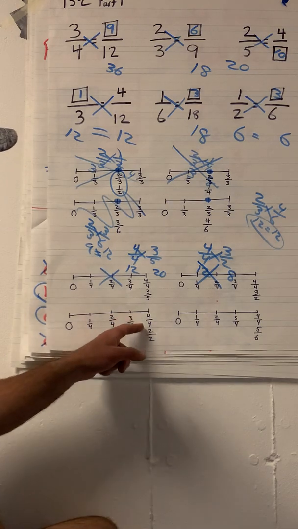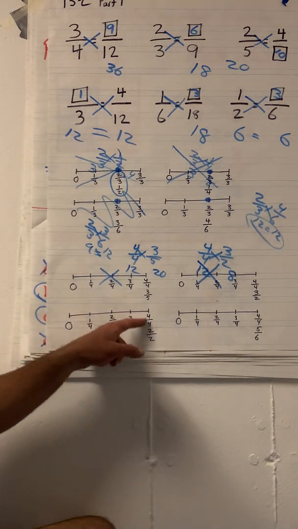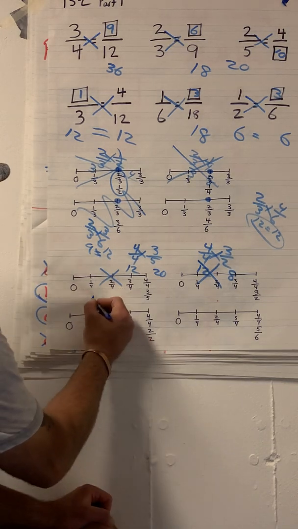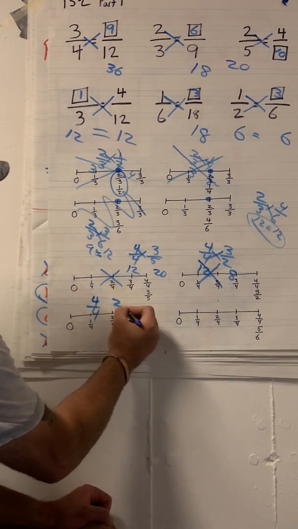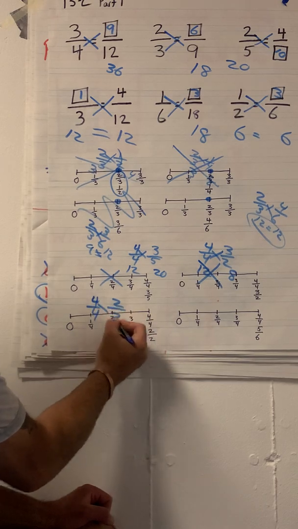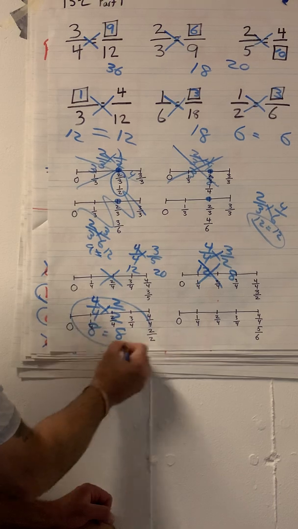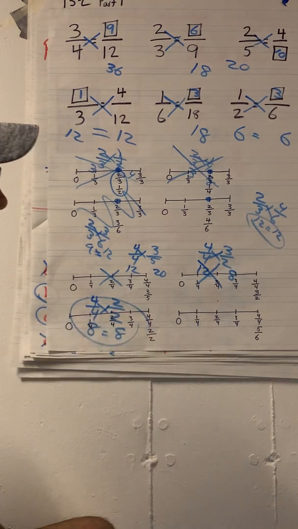Okay. 4/4 and 2/2. Since the numerator is the same as the denominator, that should be it. But let's just check. 4/4, 2/2. 4 times 2 is 8. 4 times 2 is 8. 8 is 8. You got it.